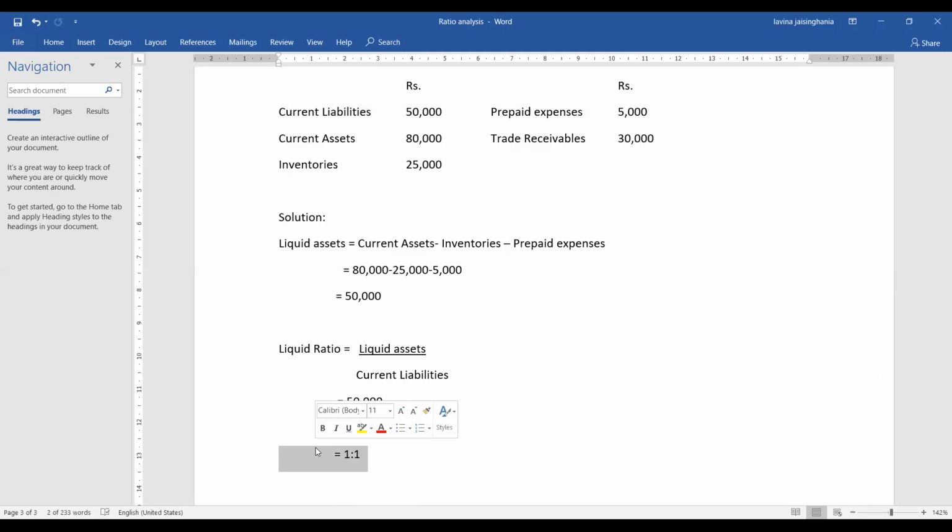This ratio is also simple. You just need to know the basic idea about how this is solved, and then you can solve the rest of the sums. In the next video I'll be sharing hints related to further sums so that you can solve your assignment well.